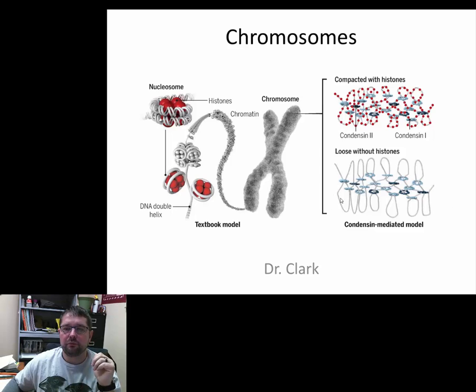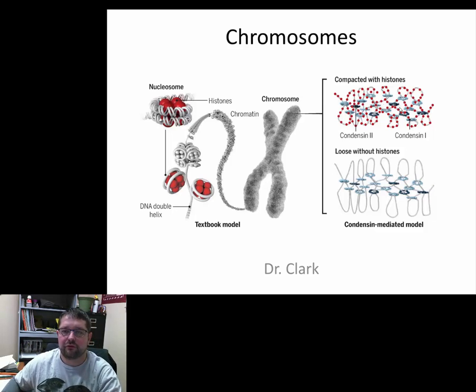But there's also a new model, which is called the condensin-mediated model. That model is basically indicating that researchers have been able to show that if you remove the histones, which we'll get to, and it'll be much clearer when we get to this, but if you remove the histones, which are proteins that the DNA, the chromatin, wraps around, right? If you remove them, the DNA still wraps in the same form.